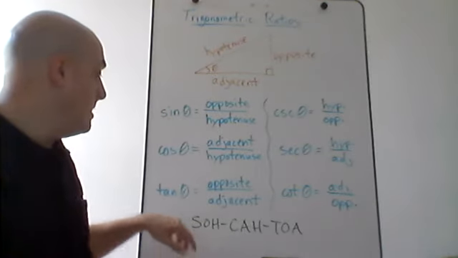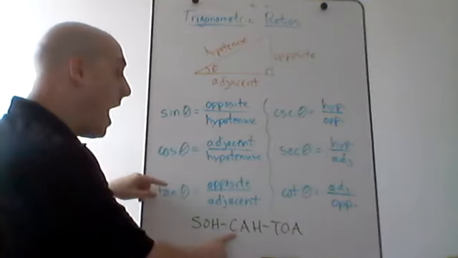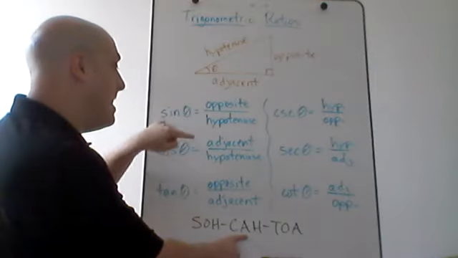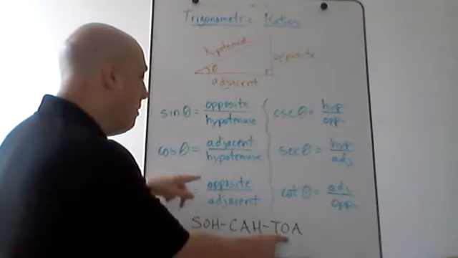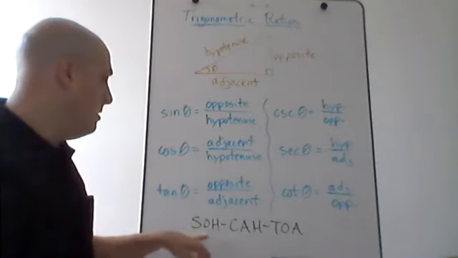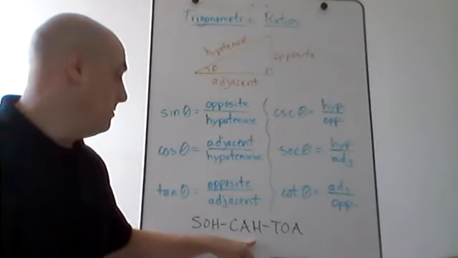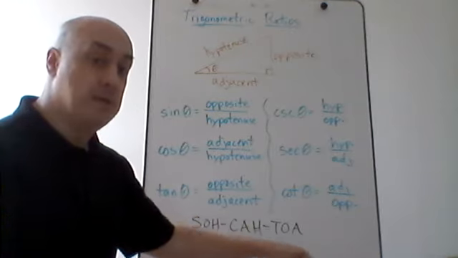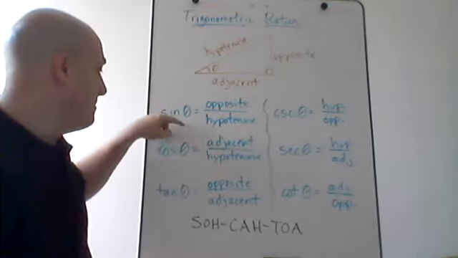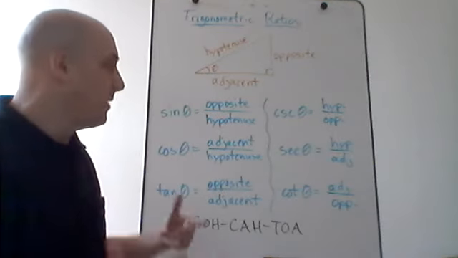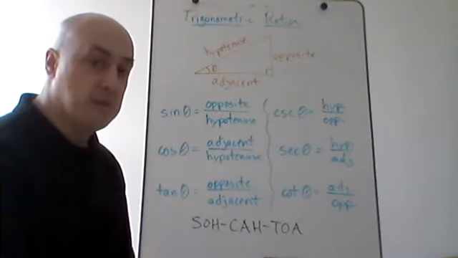SOH means that the sine is the opposite (O) over the hypotenuse (H). CAH, C for cosine, is the adjacent (A) over the hypotenuse (H). And then TOA, T for tangent, O for opposite, A for adjacent. So sine is the opposite over the hypotenuse, cosine is the adjacent over the hypotenuse, tangent is the opposite over the adjacent. If you can remember SOH CAH TOA, that gives you the letters of how to set up these ratios for sine, cosine, and tangent. And as long as you're able to label the 3 sides of the triangle correctly, you can put together the ratios for those 3 trig functions.